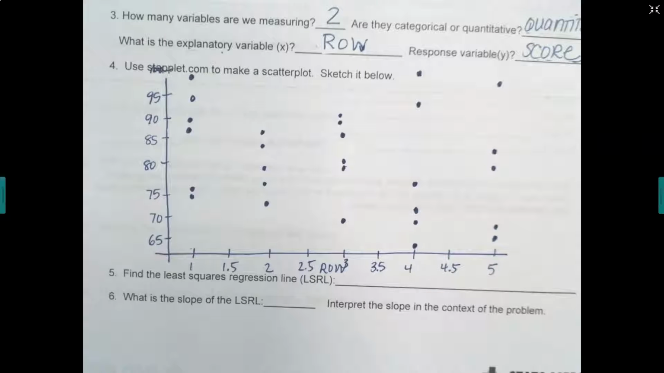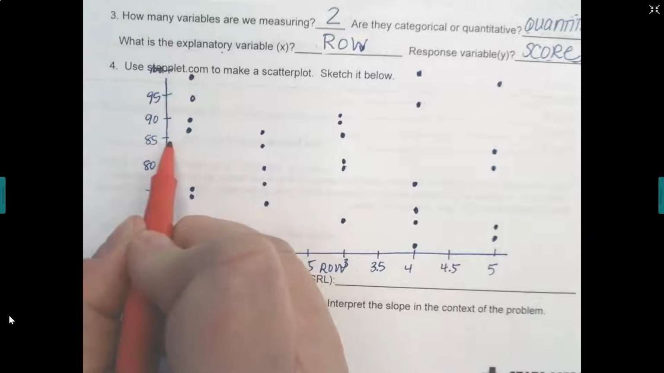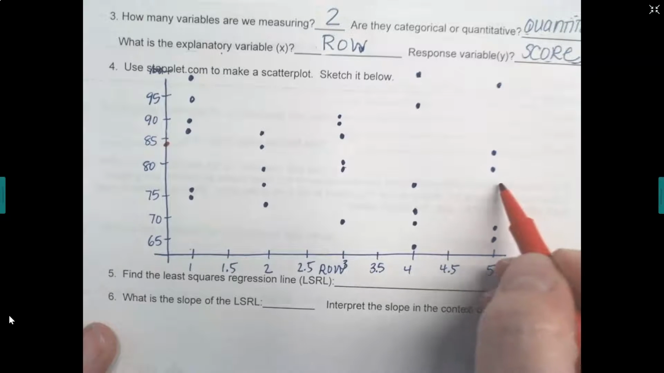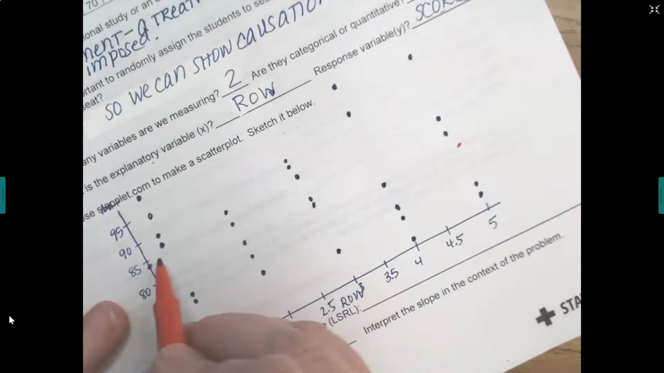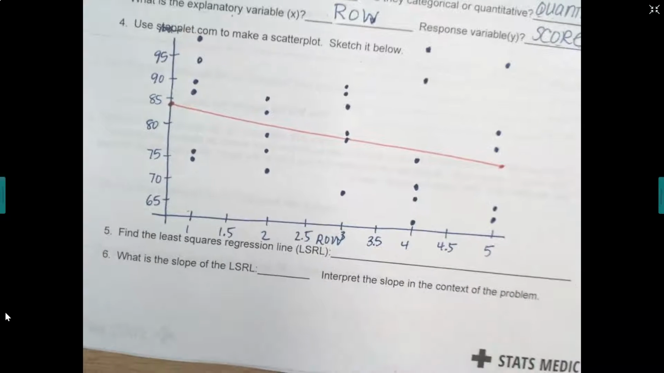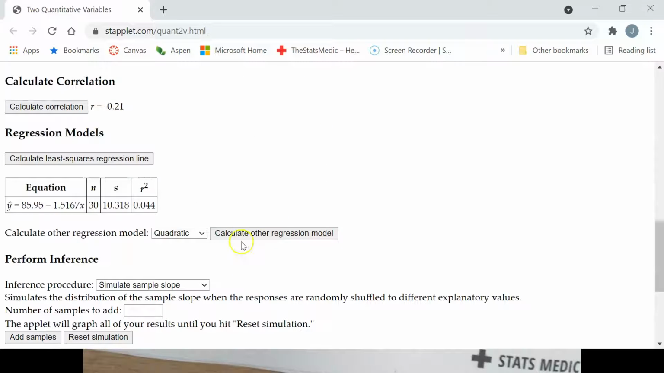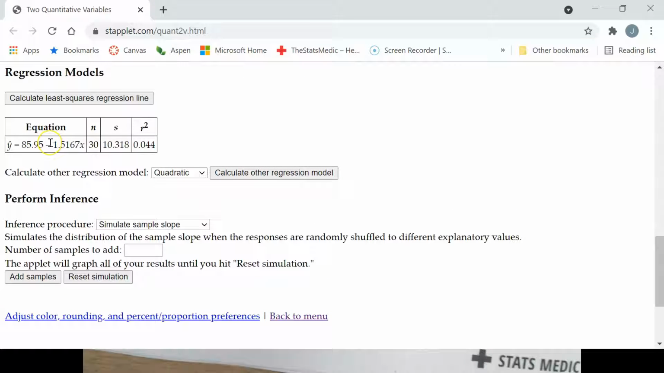All right, so in our graph, you would have noticed there is a line going across it. This is actually your least squares regression line. Okay, and so it comes across to about there. Okay, so that's your least squares regression line. Now let's take a look to get the equation from that line. So looking at our information, we're going to come down here, and it gives us the printout. We could have put all of this into our calculator with the row in list 1 and the score in list 2 and gotten all of the same information.